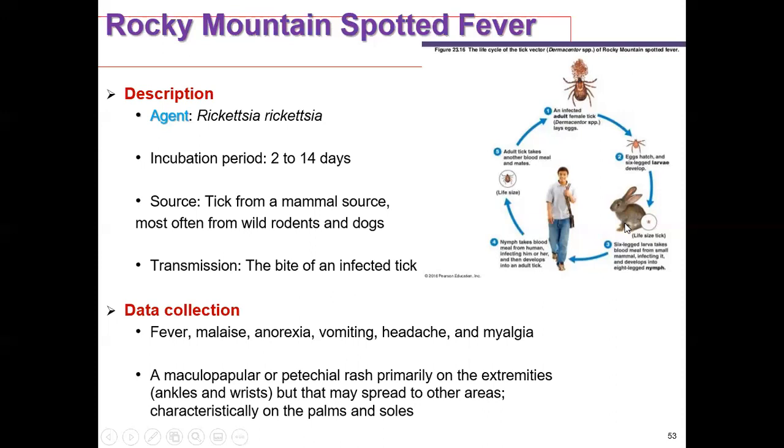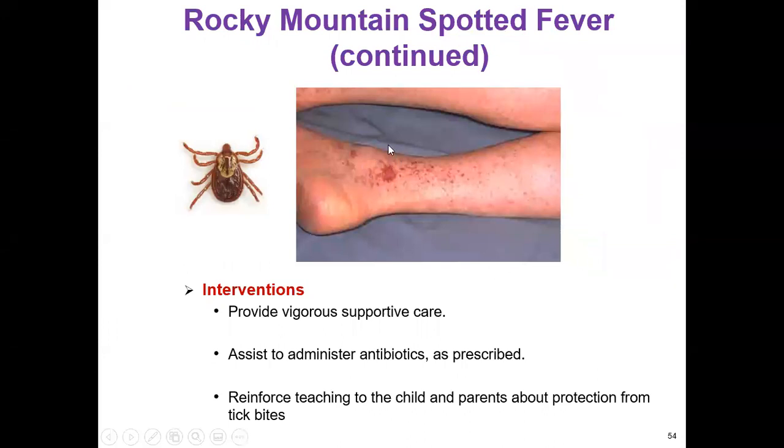From rodents or dogs, it is transmitted to humans. So the transmission is the bite of an infected tick. Signs and symptoms: fever, malaise, anorexia, vomiting, headache, or myalgia, which means muscle pain. A maculopapular or petechial rash primarily on the extremities, meaning legs or wrists, but it may spread to other areas, and is characteristic on the palms and soles. So this is the characteristic skin rash over the extremities, the ankle.